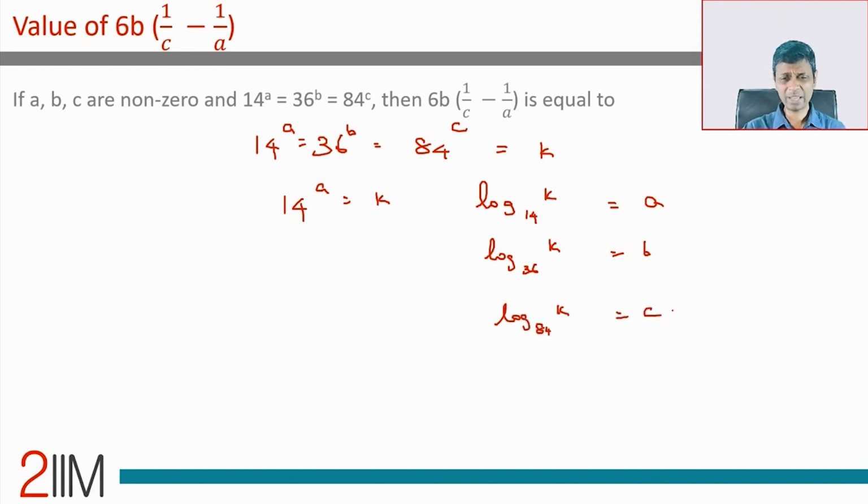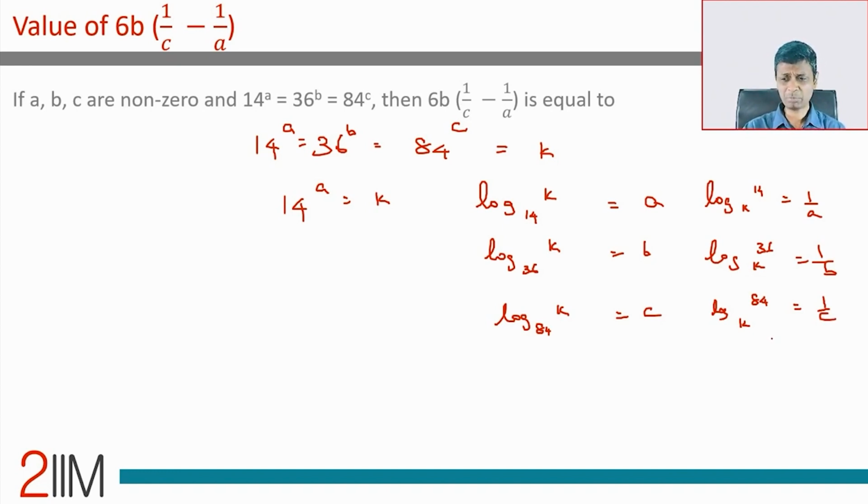But we're not dealing with A, B and C, we're dealing with 1 by C, 1 by A and so on. So can we flip this? Log K to the base 14 is A, so log 14 to the base K is 1 by A. Log 36 to the base K is 1 by B. Log 84 to the base K is 1 by C. Lovely. Multiple advantages here. We're dealing with base K, which is very useful.